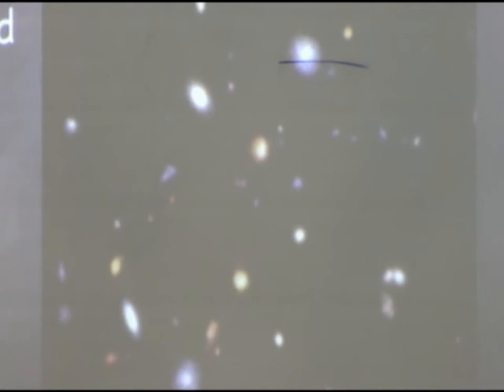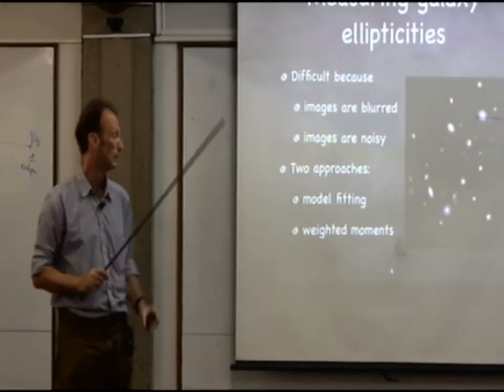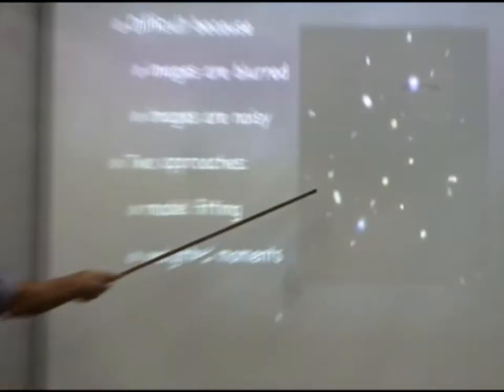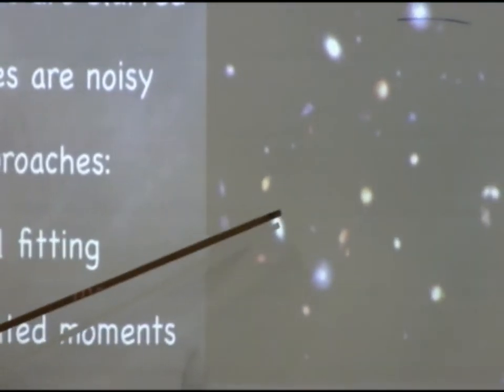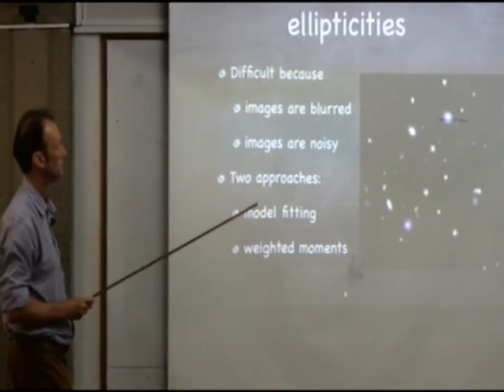But all these galaxies are not seen as they really are because they're seen through the atmosphere and through a telescope, and so they're slightly blurred. And so all these galaxies actually look rounder than they really are, because this blurring has the effect of making sources a little bit rounder.